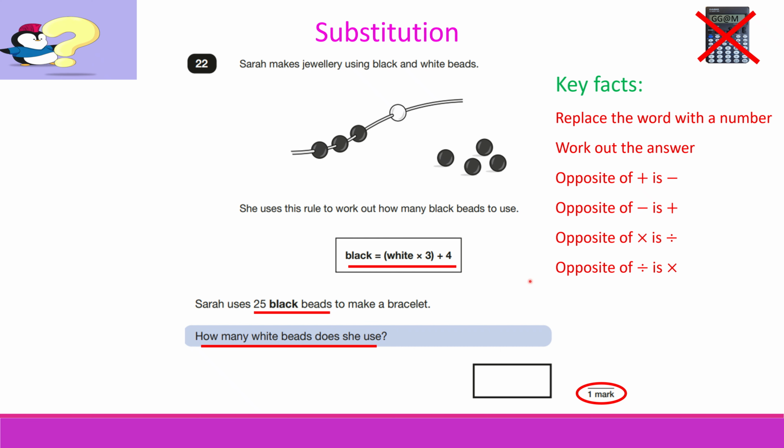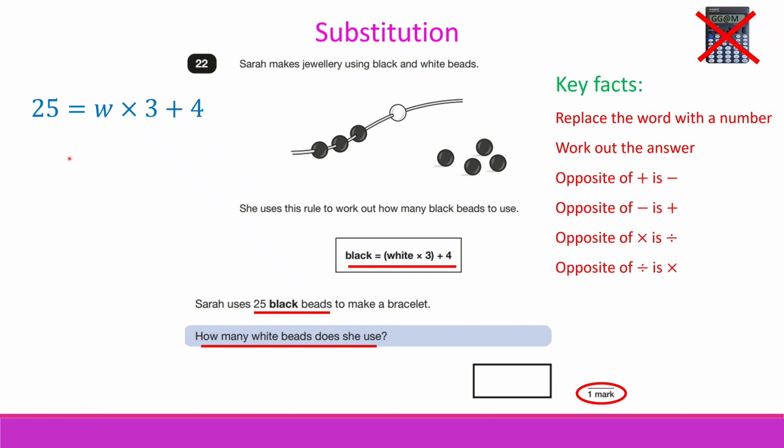Fantastic work. Hopefully you've managed to work out how many white beads we needed. Instead of writing the word black, we're going to write 25, because there were 25 black beads. And it's going to equal the number of white beads. I'm just writing W rather than the word white because mathematicians are generally quite lazy, so we shorten things. We're still timesing it by 3, and then we're adding 4.